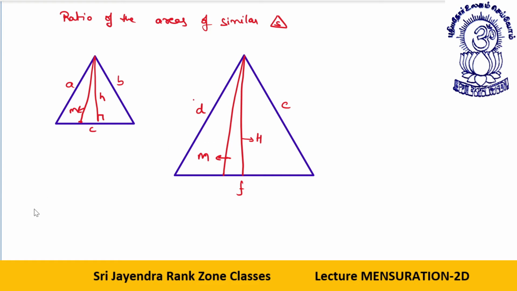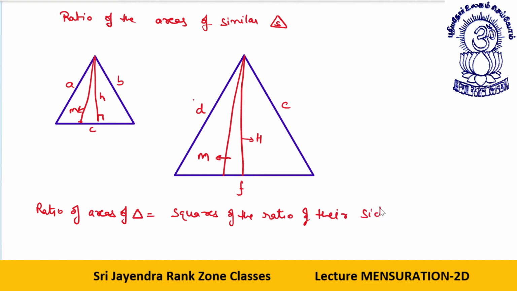Now, ratio of areas of triangles. The ratio of areas of triangles will be equal to the squares of the ratio of their sides, or altitudes, or perimeters also.